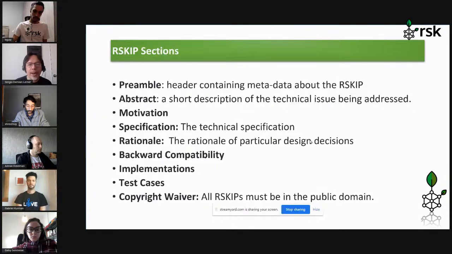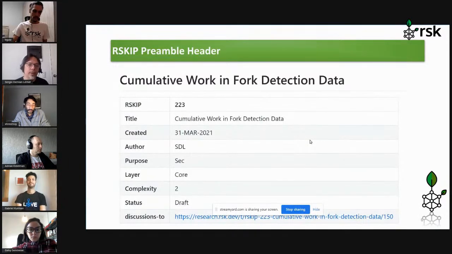So this is the preamble header. You have a number, the title, the date of creation, the author, which we generally put as initials, and then we fill in the name in some other places in the index. Then we have the purpose, which can be security, fairness, privacy, scalability, and there are several of them. And the layer that it involves, and the complexity, so that the implementers can know if this is going to be hard and assign resources to this, if this is going to be implemented by a third party. The status that I talked about before, and where the technical discussions are happening.